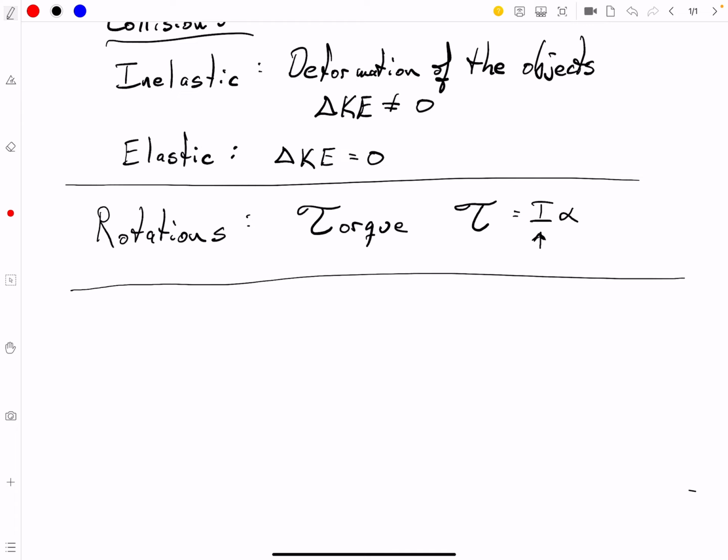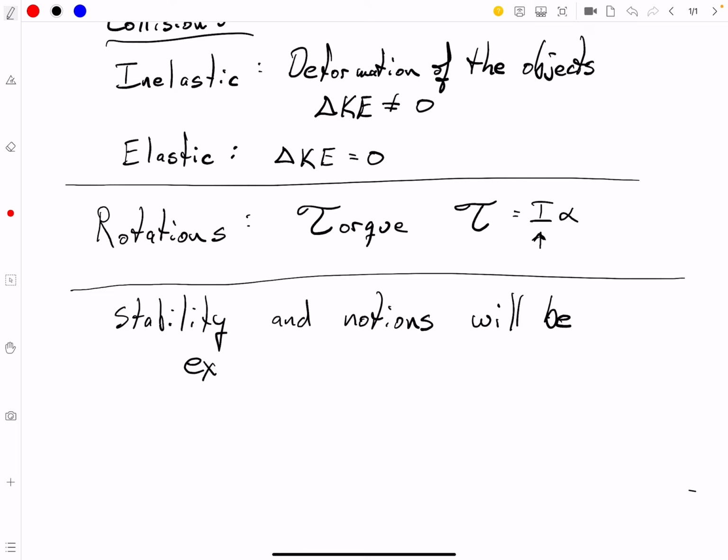And we also have stability, which we're going to get into in a deeper way. But stability and the notions regarding stability will be explored further, I hope.